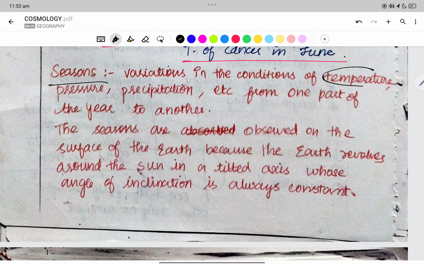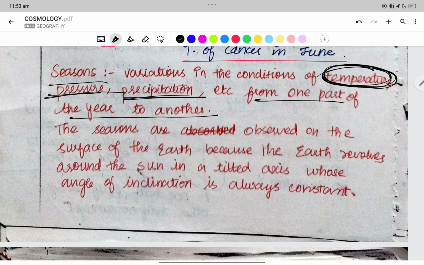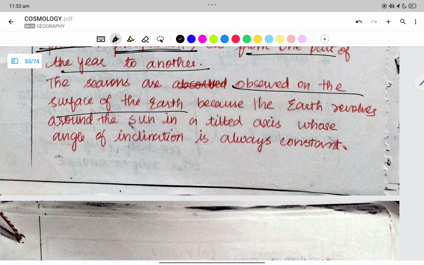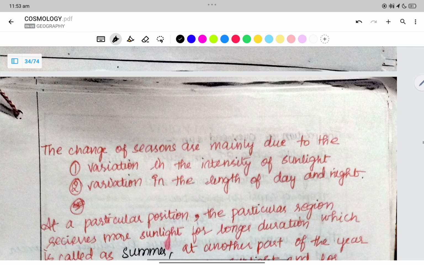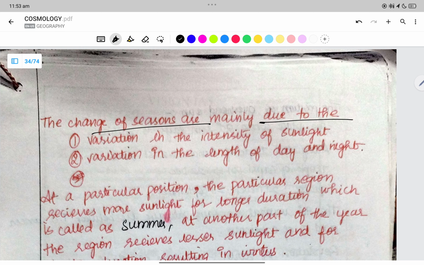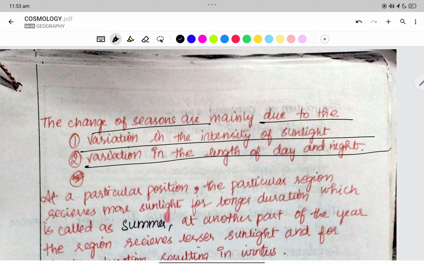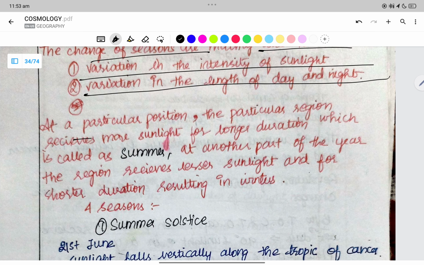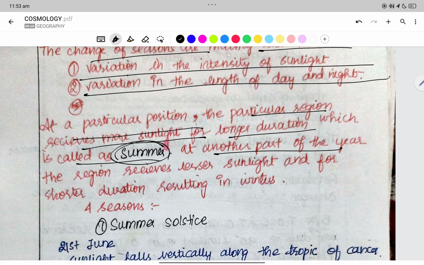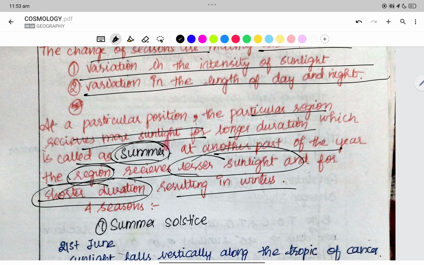Seasons are nothing but the variation in the conditions of the atmosphere. The conditions of the atmosphere are nothing but the pressure, precipitation, etc. from one part of the year to another. Seasons are observed on the surface of the earth because the earth revolves around the sun in a tilted axis whose angle of inclination is always constant. The changes of the seasons are mainly due to the variation in the intensity of the sunlight and variation in the length of the day and the night. At a particular position, the particular region receives more sunlight for a longer duration, which is called summer, and another part of the year receives lesser sunlight for a shorter duration, resulting in the winters.